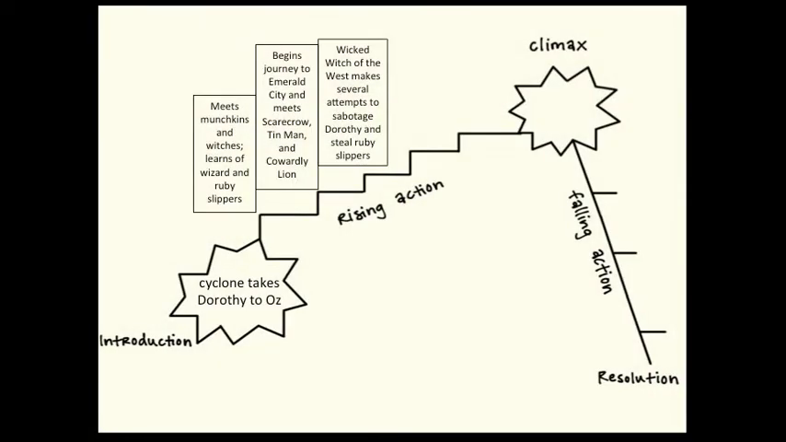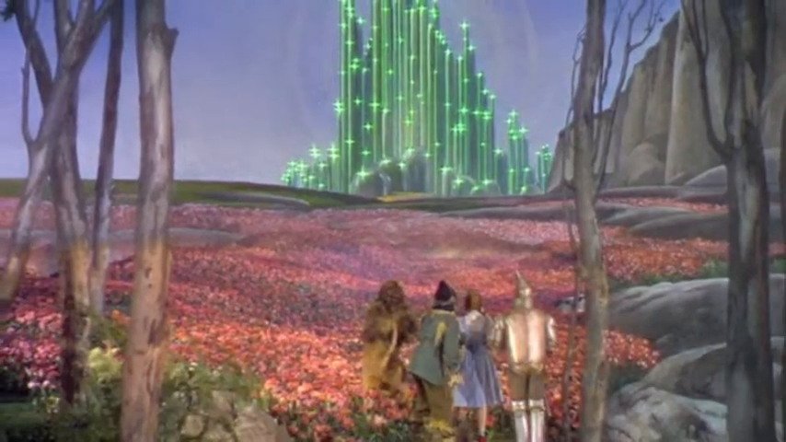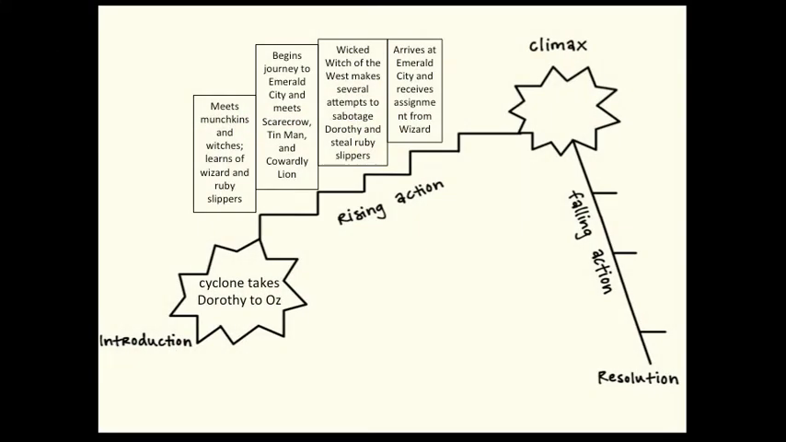The next important event leading up to the conflict is when our gang arrives at the Emerald City and meets with the wizard for the first time. He gives them an assignment to bring back the broom of the Wicked Witch of the West before he will agree to grant their wishes.